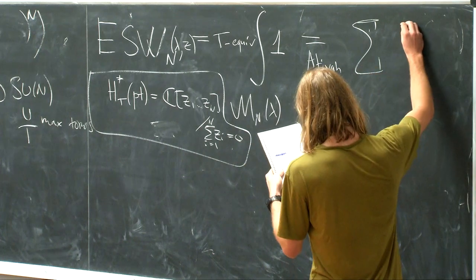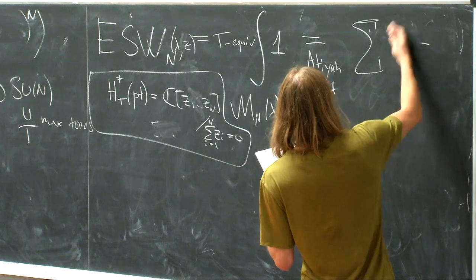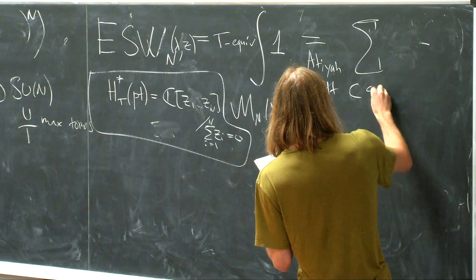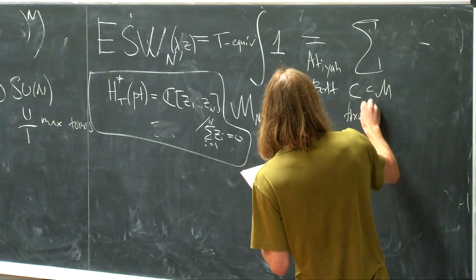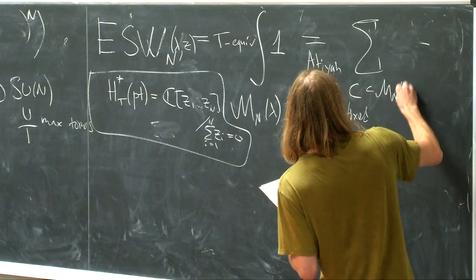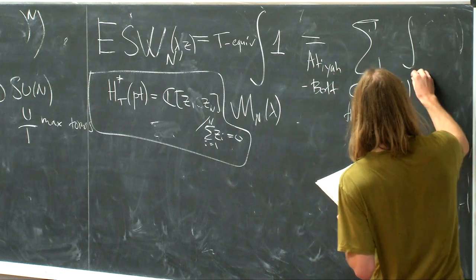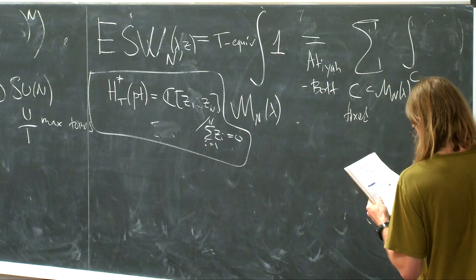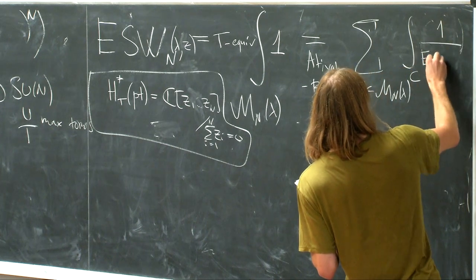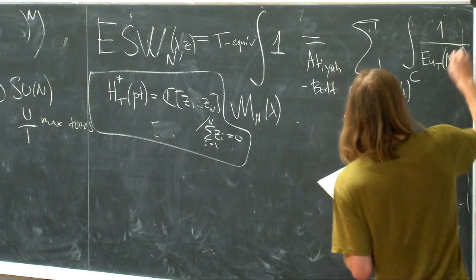And so the Atiyah-Bott localization formula gives you that you can reduce it to a sum of integrals over fixed point subsets of our moduli space. And for each fixed point subset C, you do integration of 1 over the equivariant Euler class of the normal bundle to C.